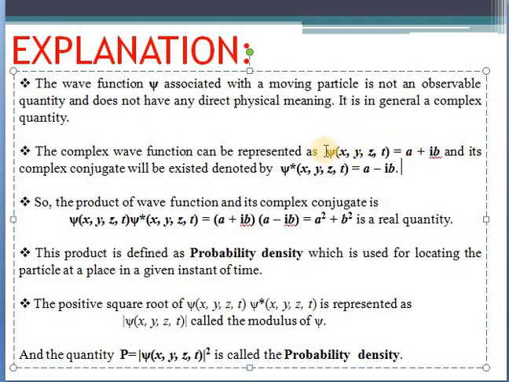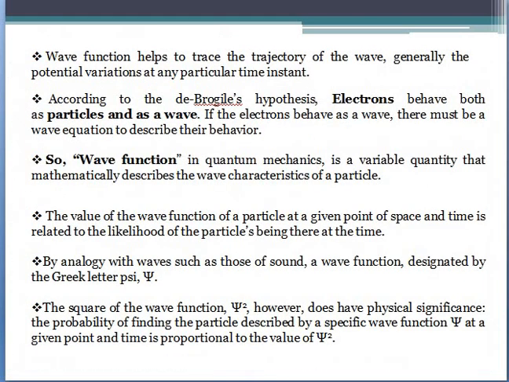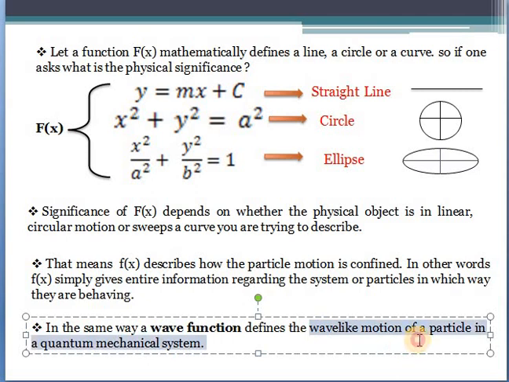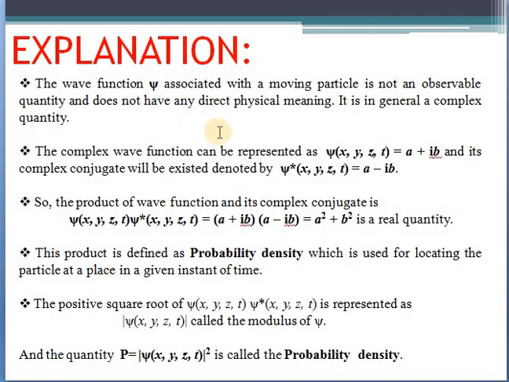When you come across a quantum mechanical system, and assume there exists a particle within that system, if you want to define the wave-particle duality of that particular particle, we have to define its behavior in a mathematical form. That mathematical representation of the wave-like motion of a particle in a quantum mechanical system is given by the wave function. So in general the wave function is treated as a complex function which is written as a plus ib.